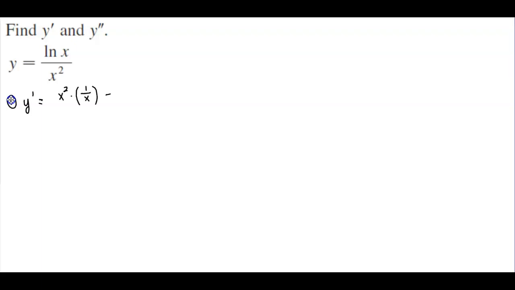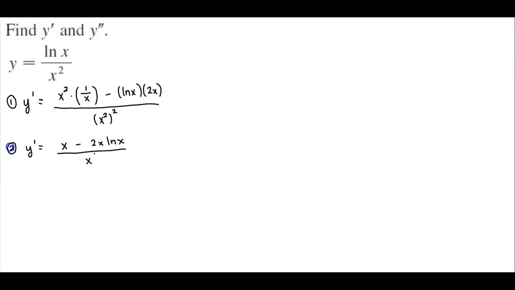minus, we take the high, which is natural log of x, times the derivative of the low, which is the denominator. Derivative of x squared is 2x, and then divided by the low squared, which means x squared squared. So now if we take a look at the numerator and simplify that, we have x squared times 1 over x, which gives you x, minus 2x times the natural log of x, all over x to the fourth.